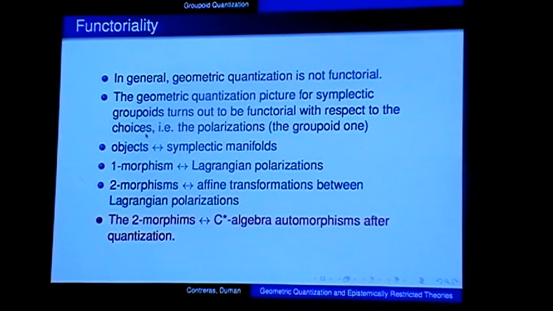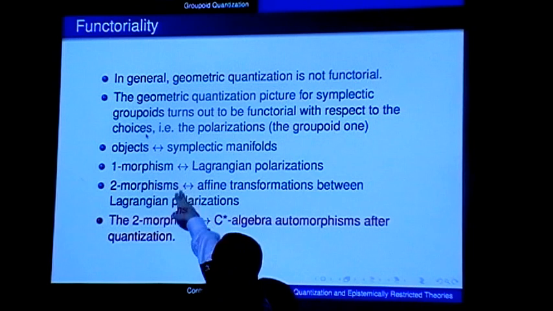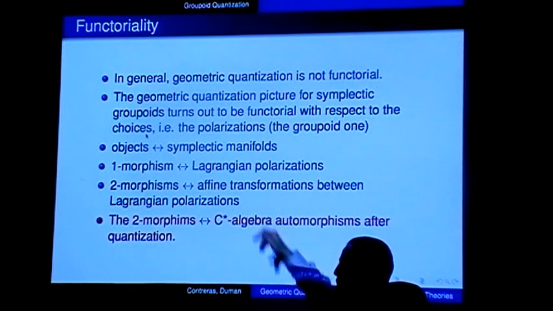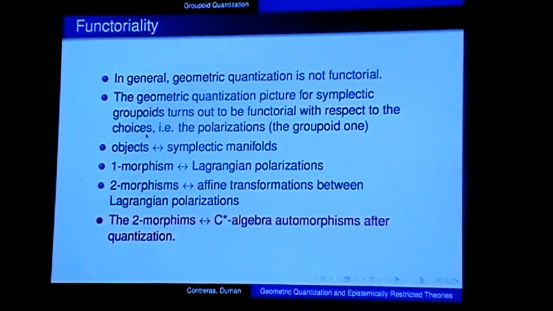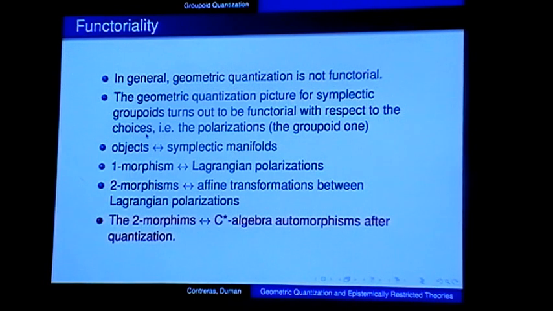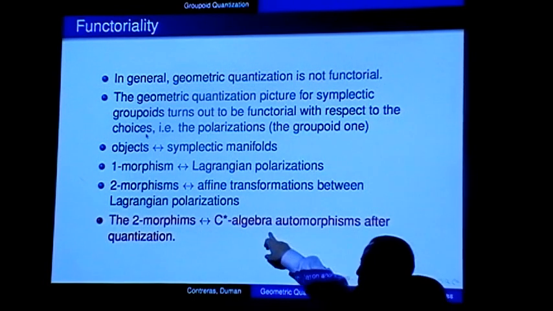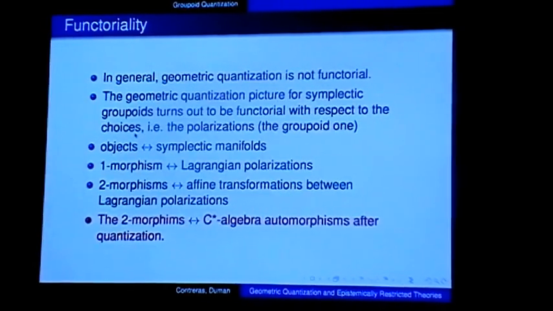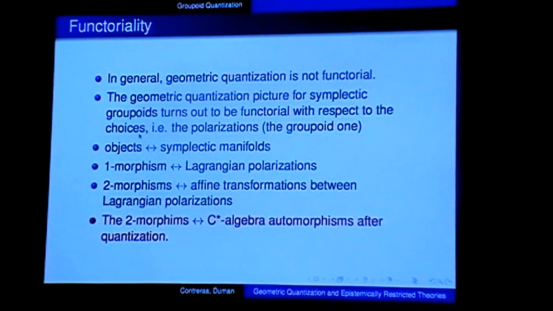So when we take our groupoid as follows, objects are symplectic manifolds, one-morphisms are the Lagrangian polarizations, and two-morphisms are affine transformations. After quantization, two-morphisms will become C-star algebra automorphisms. So here, specifically, it is the representation theory of the affine symplectic transformations.